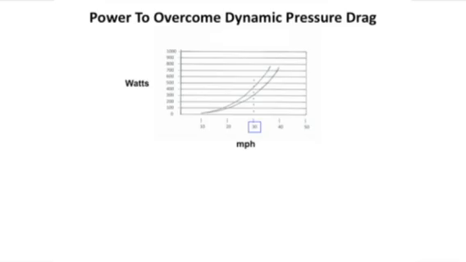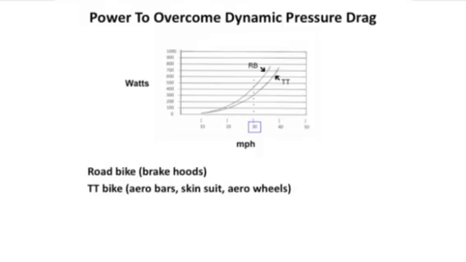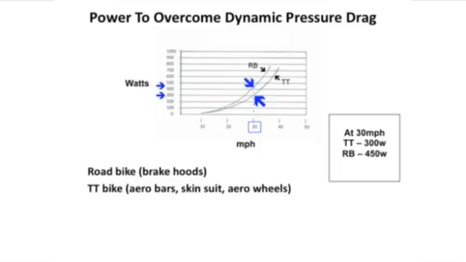The first line on the graph represents a rider riding a road bike with his hands on the brake hoods. And the one below it is a time trial bike where we have aero bars, a skin suit, aero wheels, the whole shooting match. At 30 miles an hour, the rider on the time trial bike has to expend 300 watts of power to overcome aerodynamic drag. The person on the road bike, on the other hand, has to expend 450 watts to maintain the same speed in a less aerodynamic position.